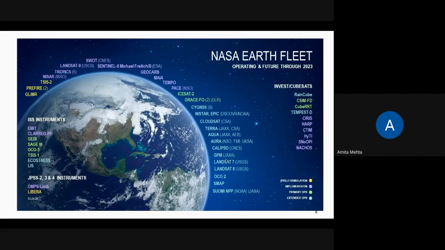Okay, so this is a fleet of NASA Earth system satellites, all shown here. As you can see, these are all the current satellites. Over here, there's a legend given. So these are in implementation. Then there are primary operations and extended operations. These are all extended operational satellites, which are very useful for monitoring long-term climate variability and change.